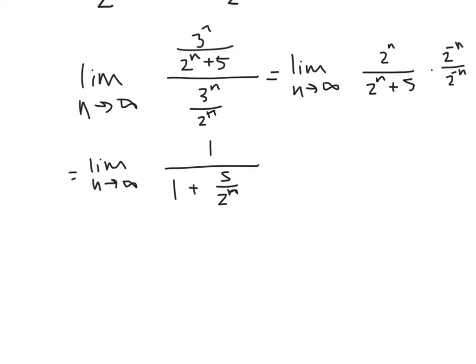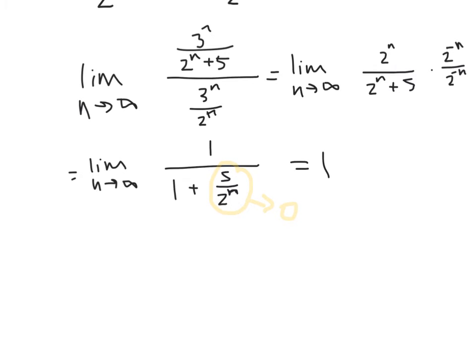If I take this limit, I see that the term in the bottom, right here, must go to 0, because the denominator of that 5 over 2 to the n term is going to infinity, and so the fraction is going to 0. So this limit must be equal to 1.